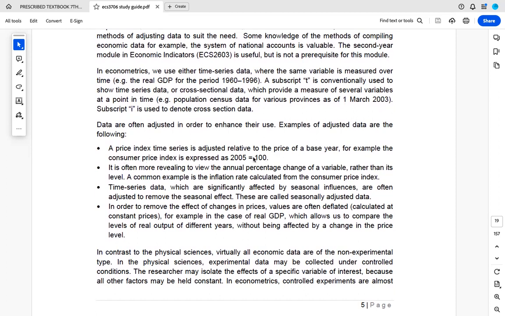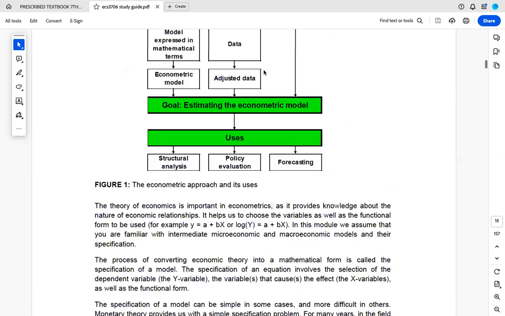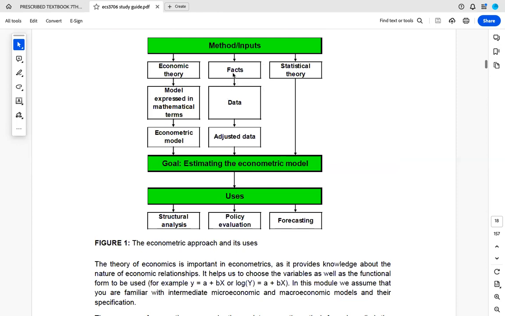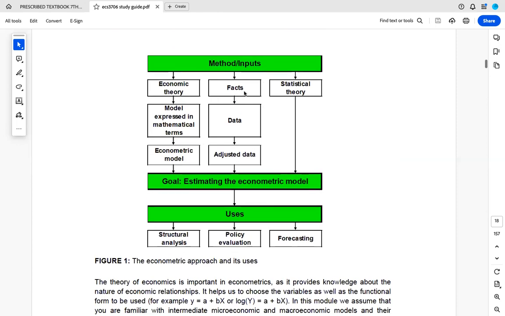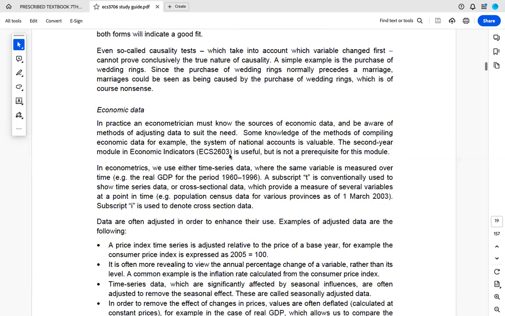For example, you might have a price index which has a base year. If you want to use the consumer price index data for your regression model, even percentages, sometimes we need to convert data into percentages before we use it, and so forth. So I'm just explaining this. Sometimes even if we do have historical data to help estimate the parameters in our econometric model, we sometimes need to adjust the data, right?